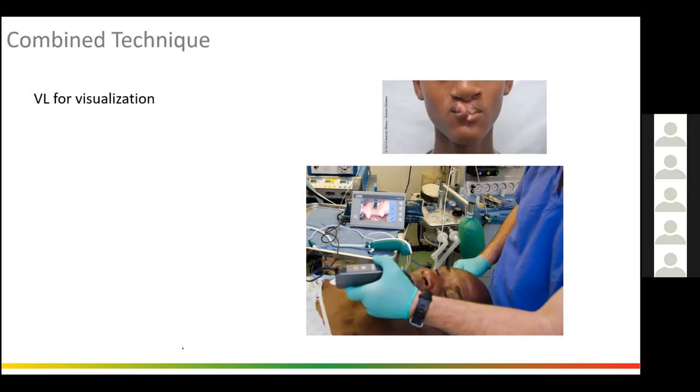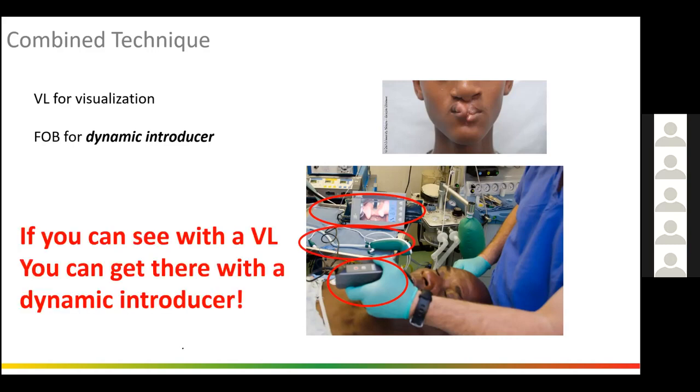So VL for visualization, and this is called a combined technique, and I was not the first nor the only one to start using this, but it was in the era where a whole bunch of people were kind of discovering it all at once. So VL for visualization, fiber optic bronch as a dynamic introducer, and what you find is if you can see with the video laryngoscope, suddenly with the dynamic introducer, you can access the trachea easily.